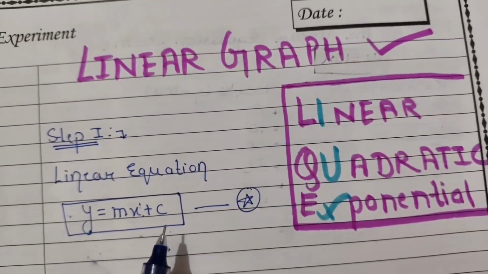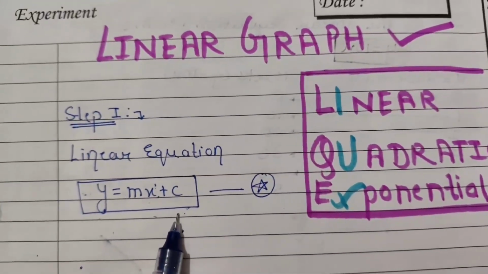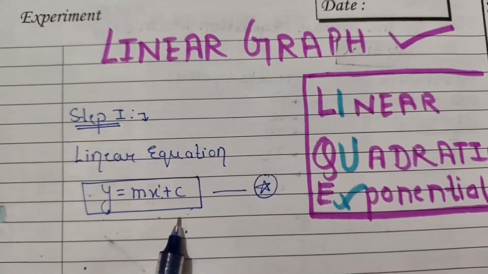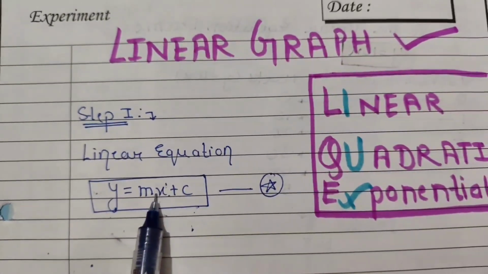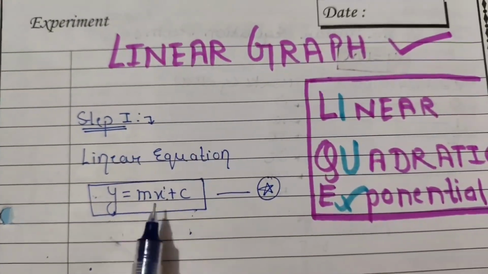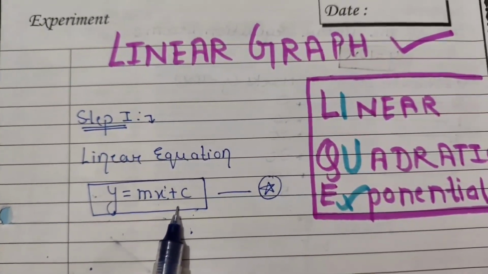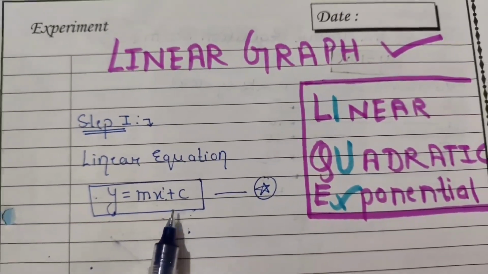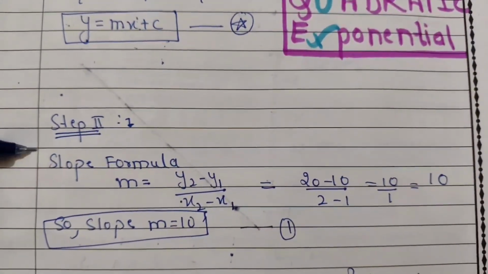Here c is the y-intercept. That means the value of y when x equals 0. If we put x = 0, then the value of y is equal to c. That's why c is basically called the y-intercept. Now moving towards step 2, which basically represents the slope formula.